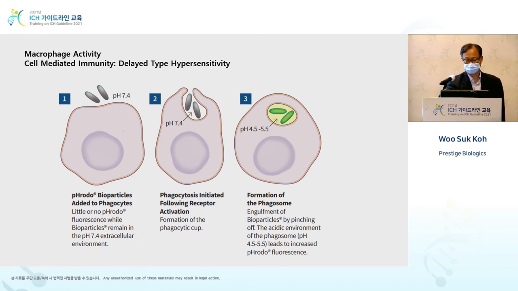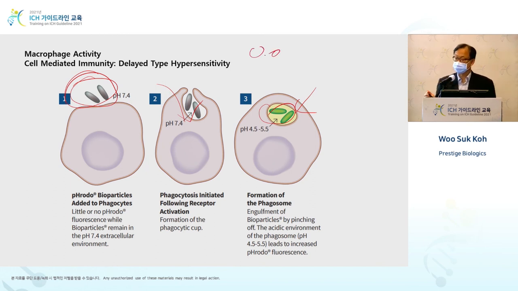Here, as you can see, the fluorescent bead is used. And outside of the cell, in the normal pH, there is no fluorescence. But when it enters the macrophage and phagocytosis occurs, in the endosome the pH drops, and then we can see the fluorescence coming out. So phagocytosis is done well. Or the fluorescent bead can be just mixed with the cells and washed, then we can see how many cells have taken it up. So there can be many different approaches to understand macrophage activity.